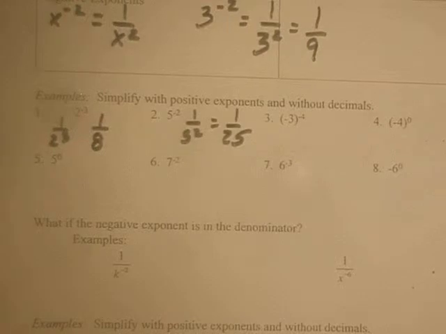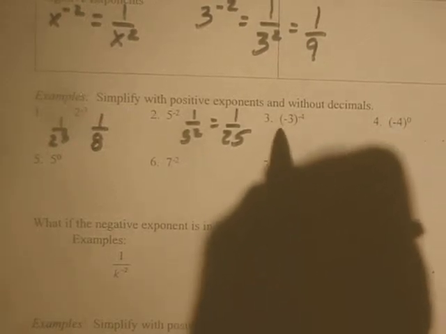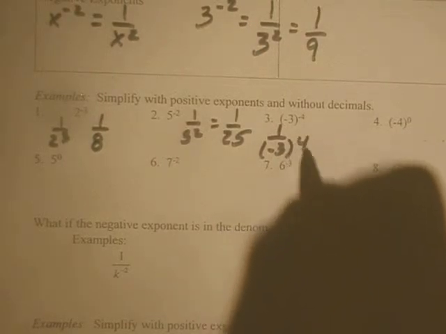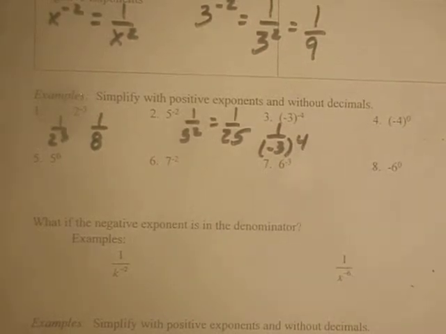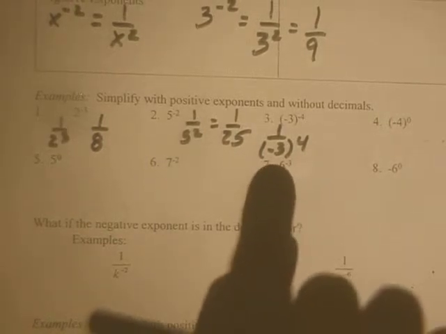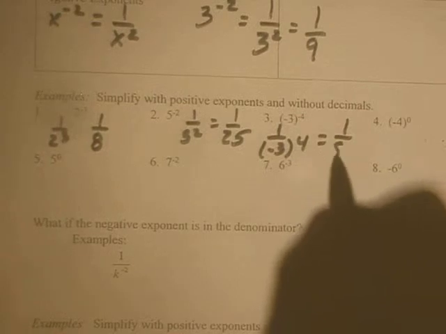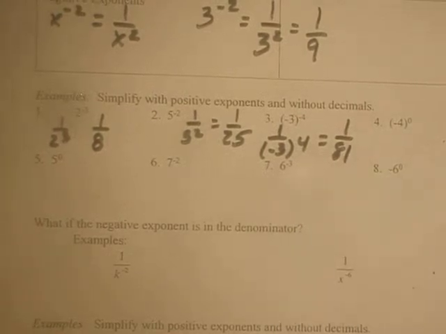Number 3 is negative 3 to the negative 4th. That is 1 over negative 3 to the 4th power. Negative 3 times negative 3 times negative 3 times negative 3. If you're doing this on your calculator, make sure you put your parentheses around here, and that would be 1 over 81.